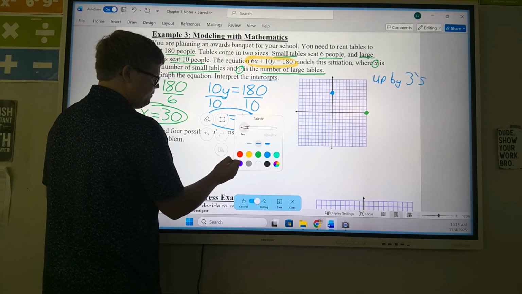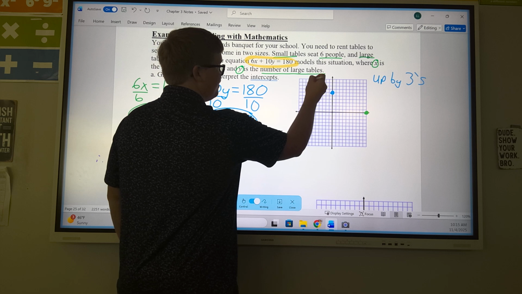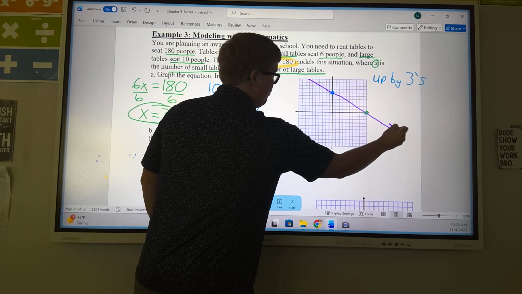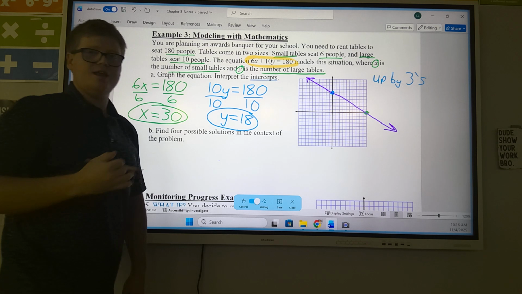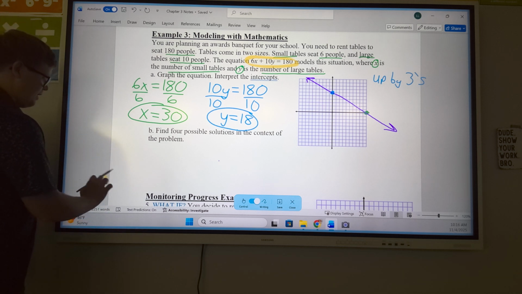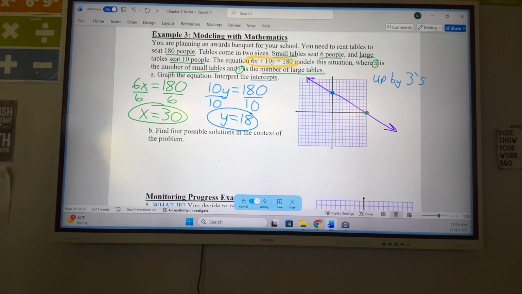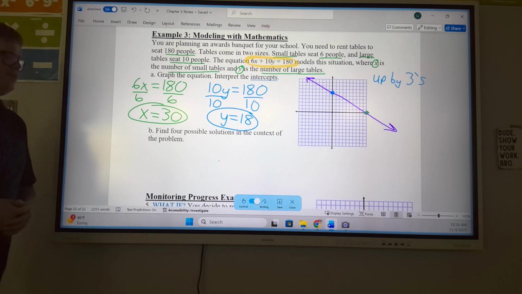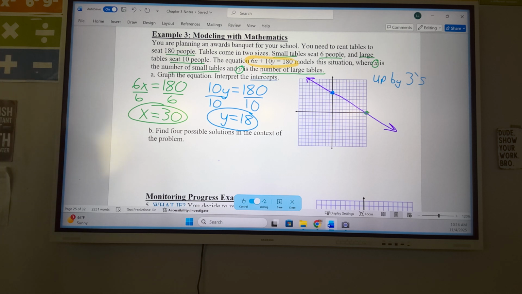Now all we have to do is connect our dots and graph it correctly. Put an arrow on both sides showing that we are going infinitely in both directions. And we've done it. We've graphed by using our x and y intercepts, and we've understood what the x and y intercepts mean. Okay, now sometimes you'll be asked to find 4 possible solutions for the context of the problem. So basically what this is asking, what are 4 different ways that someone can order an amount of small and large tables to still fit 180 people?